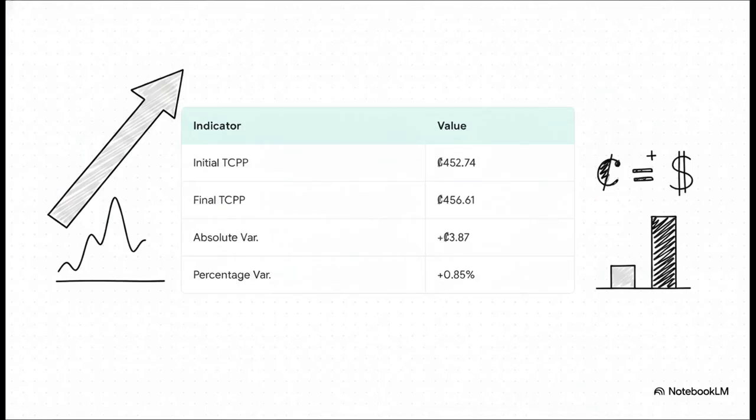We observe a moderate net depreciation over this window. The weighted average exchange rate, or TCPP, went from 452.74 colones per dollar at the beginning of our period up to 456.61 at the close. That's an absolute variation of 3.87 colones, or a modest 0.85%.